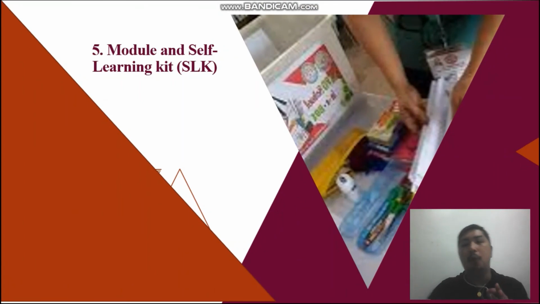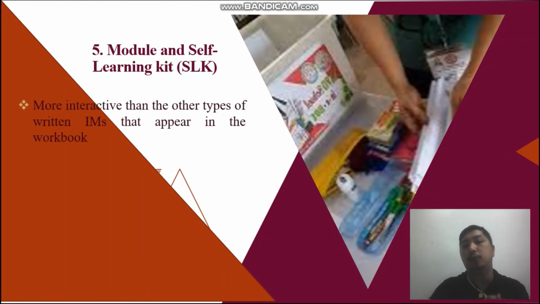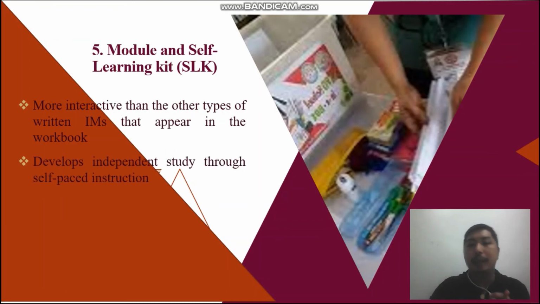Another type of instructional material is the module and self-learning kit. Now, many education systems now make use of the modules. So what are the features of a module? It is more interactive than the other types of written IMs that appear in the workbook, because in the workbook there are just exercises. It develops independent study through self-paced instruction.